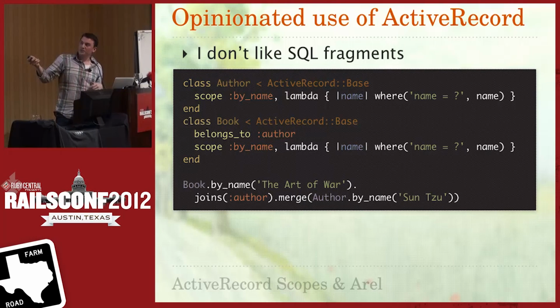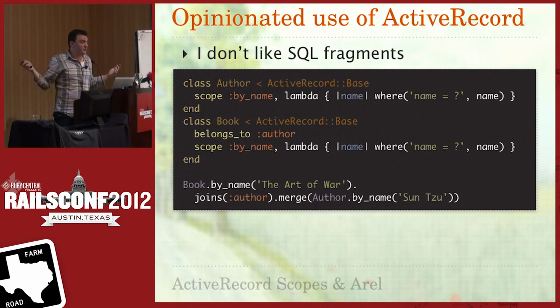And then we're joining on this other table. I don't know if you've ever seen this before, but you can actually merge in scopes from other models. You're not just stuck using scopes on the model that you start with. So we want to merge in the scope by name from author. And so what we're doing here is we want to find all the books whose name is The Art of War, and the author's name is Sun Tzu.